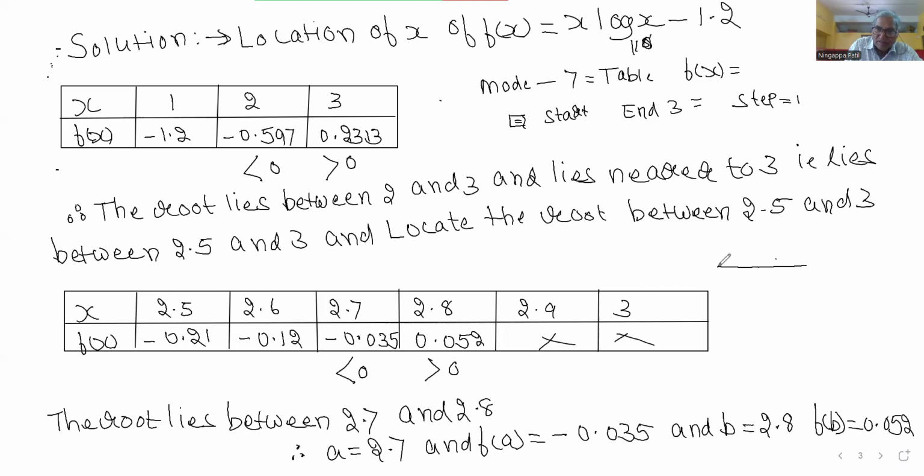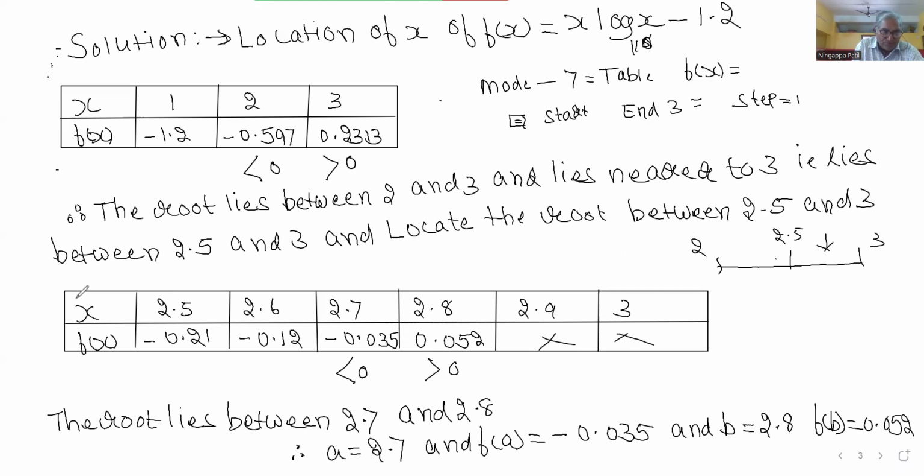Look here. It is a 2 and it is a 3. This is 2.5. Root lies nearer to 3 means the root lies between 2.5 and 3. That is nearer to 3. Now, the root lies between 2.5 and 3. And locate the root between 2.5 and 3.